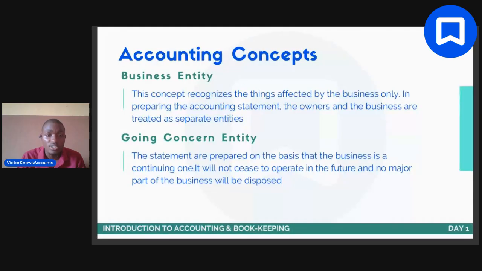All right. Now, the next concept that we're going to be dealing with is the going concern concept. The going concern concept states that financial statements are prepared on the basis that the business is a continuing one. That means it will not cease to operate in the future and no major part of the business will be disposed. In other words, an organization is expected to do what? To operate into the foreseeable future.